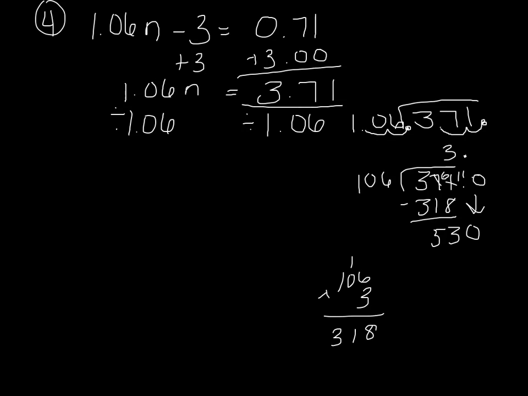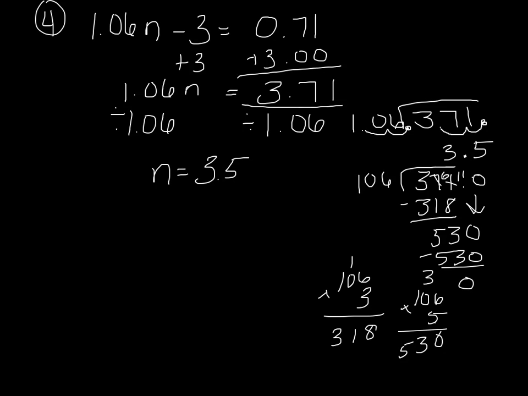Let's see what 106 times 5 is. 6 times 5 is 30. 5 times 0 is 0, plus 3 more is 3. 5 times 1 is 5. So, it goes in there exactly 5 times. And we're left with 0. So our n equals 3 and 5/10. And that's all we had to do for that one.